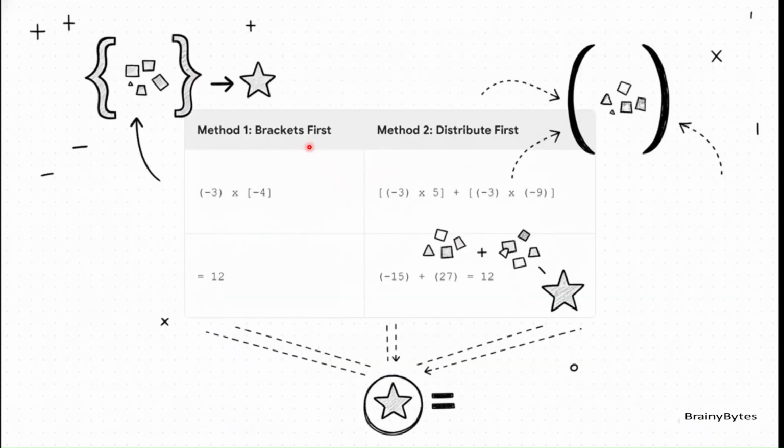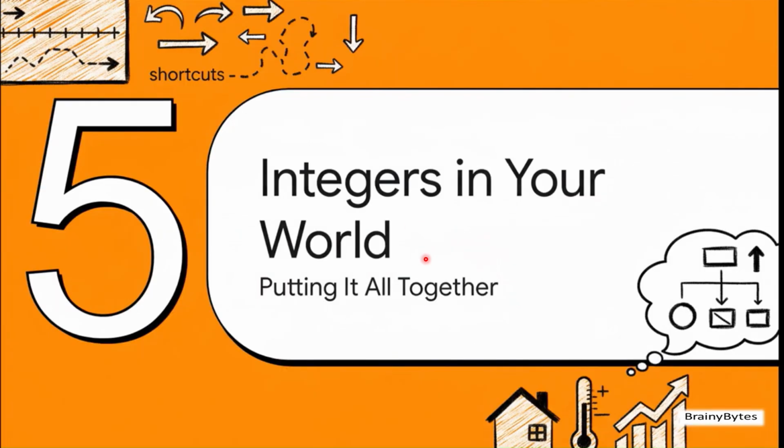And last but not least, the distributive law. Now this one looks a little more complicated, but really it's just about giving you options. You have two ways to tackle the same problem. You can either solve what's inside the brackets first, then multiply, or you can distribute that outside number to each number inside the brackets and then add those results up. Look at that. Both paths lead to the exact same answer, 12. Pretty neat, huh? Okay, deep breath.